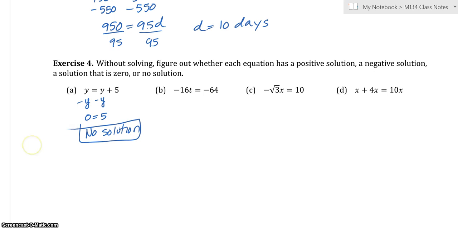Part B. This one's okay. We just divide by -16. The answer's 4, actually. They didn't ask for the answer. They just want to know, oh, it has a solution. It's a positive solution. The answer is positive.